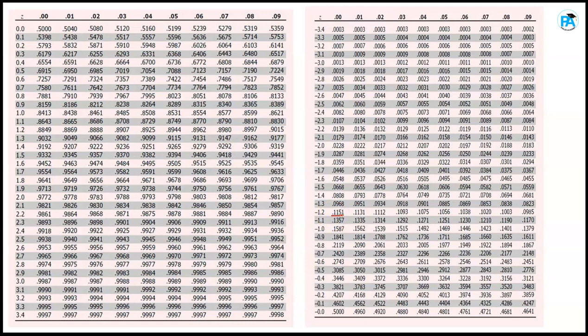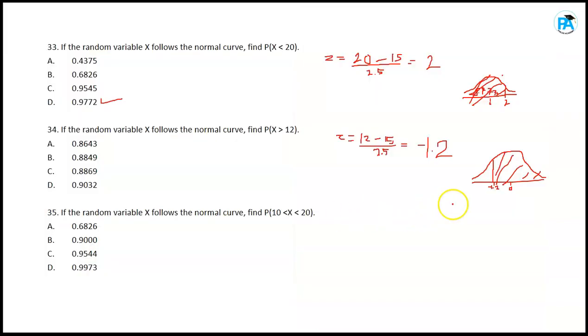0.1151, isn't it? So what does it represent? It means the left. When you are checking a negative z-score on its own z-table, it also means the left. So negative 1.2 gives you 0.1151. Don't forget that rule.